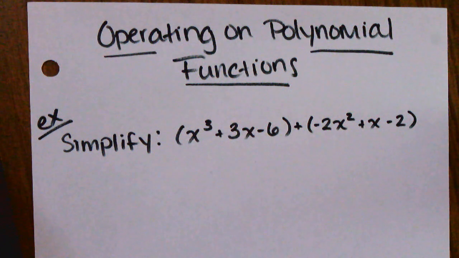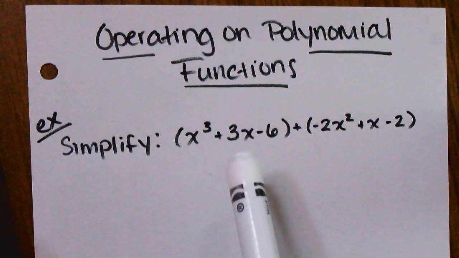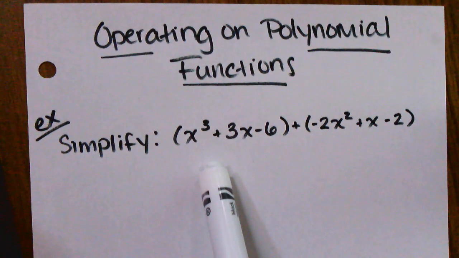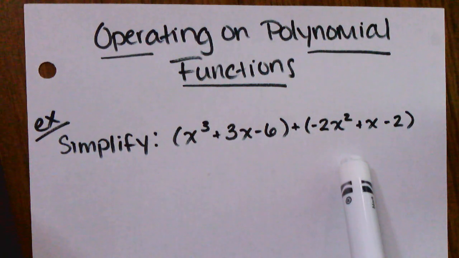Today we're going to look at operating on polynomial functions. Specifically, we're going to be doing adding and subtraction in this video. So for the first example, we have to simplify this long expression, which is the combination or addition of two polynomials, x cubed plus 3x minus 6 plus negative 2x squared plus x minus 2.